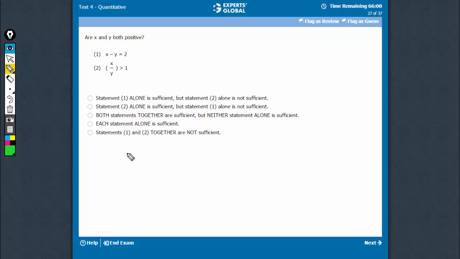So statement 1. A pair of values such as x is equal to 10, y is equal to 8, x minus y, 10 minus 8 is equal to 2, will lead to yes as an answer.